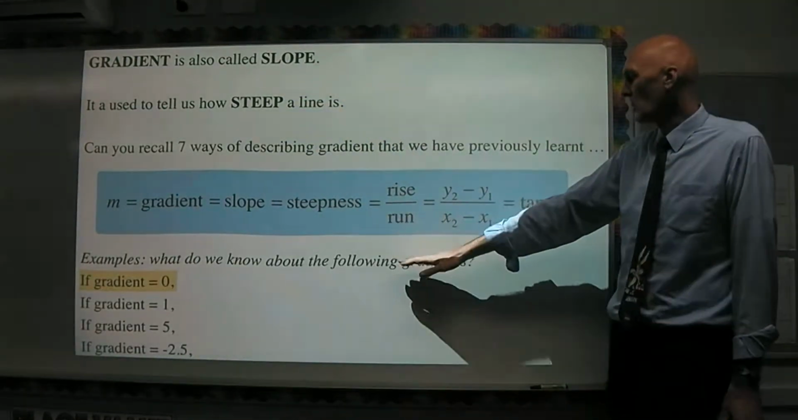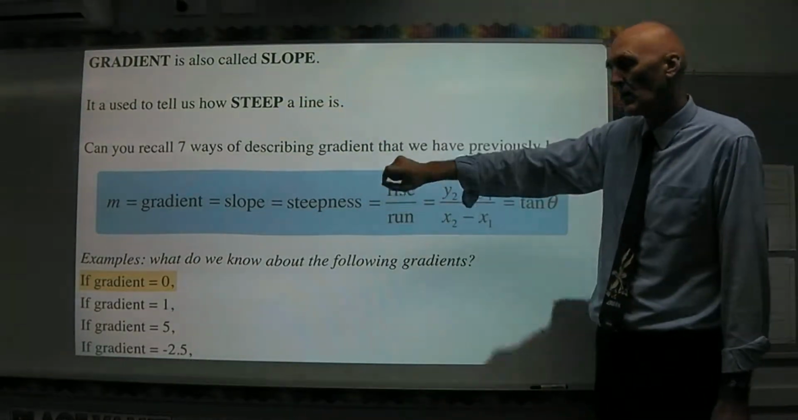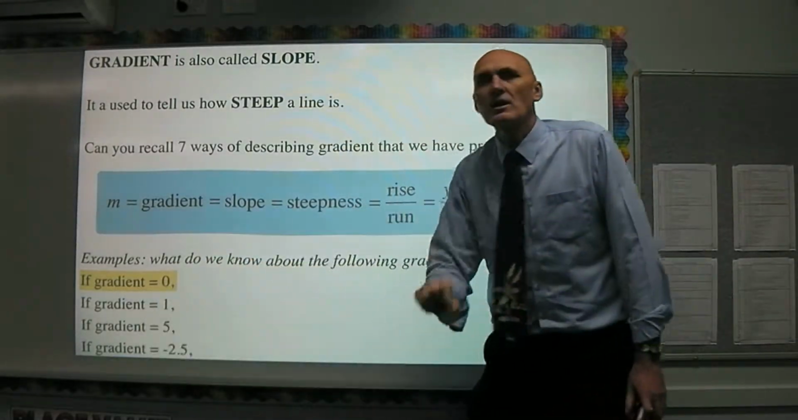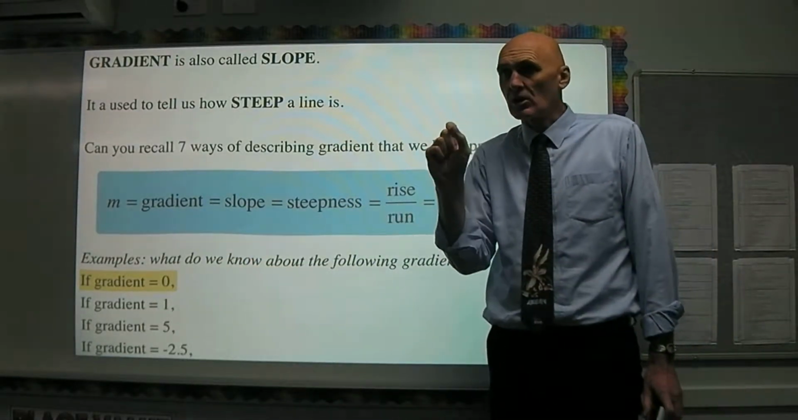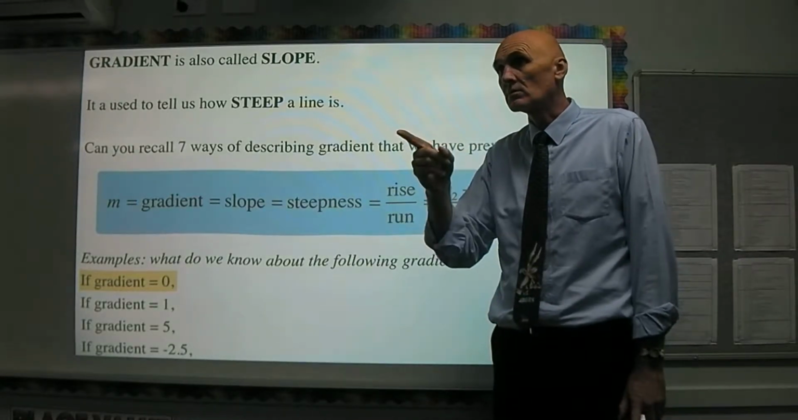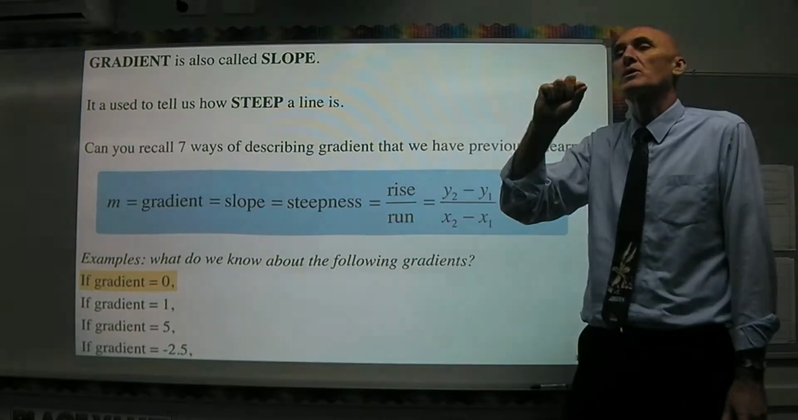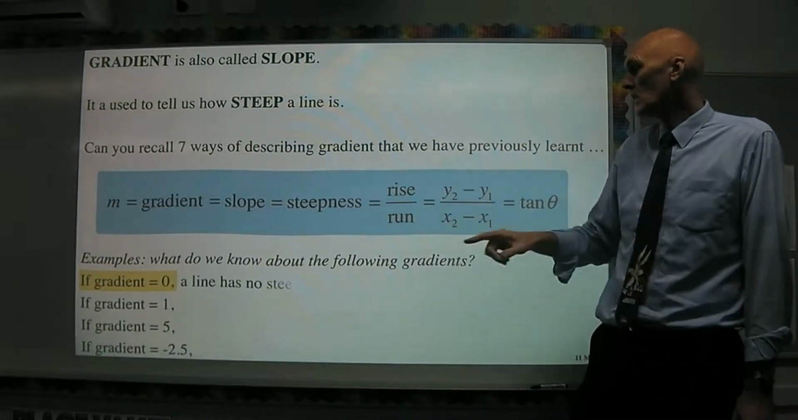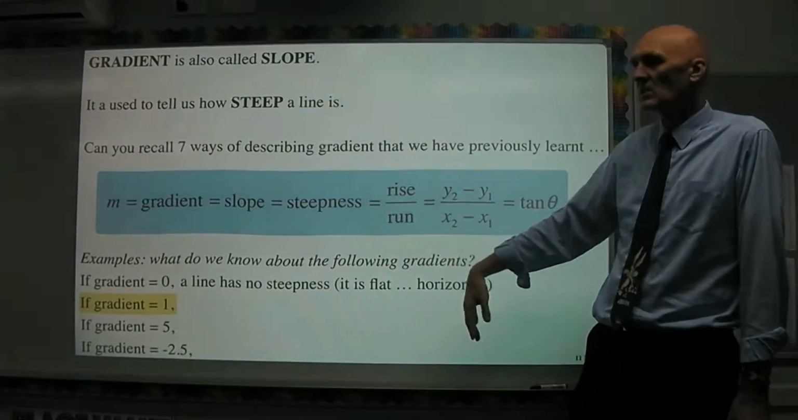Now, just before we go on to looking at curved gradients, we've looked at this slide before. What happens if a gradient is 0? What do we know about a straight line if it has a gradient of 0? It's horizontal. What's the angle that it makes with the x-axis? 0 degrees. So it's horizontal, it's got no steepness, it's flat.